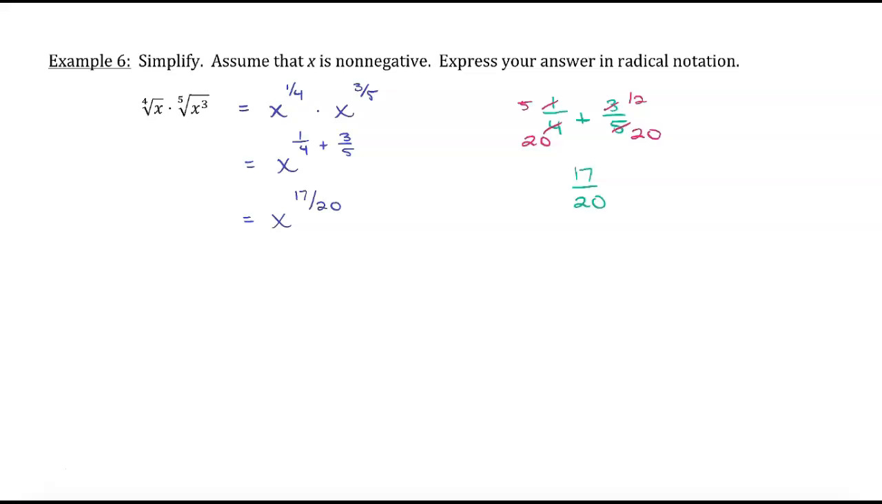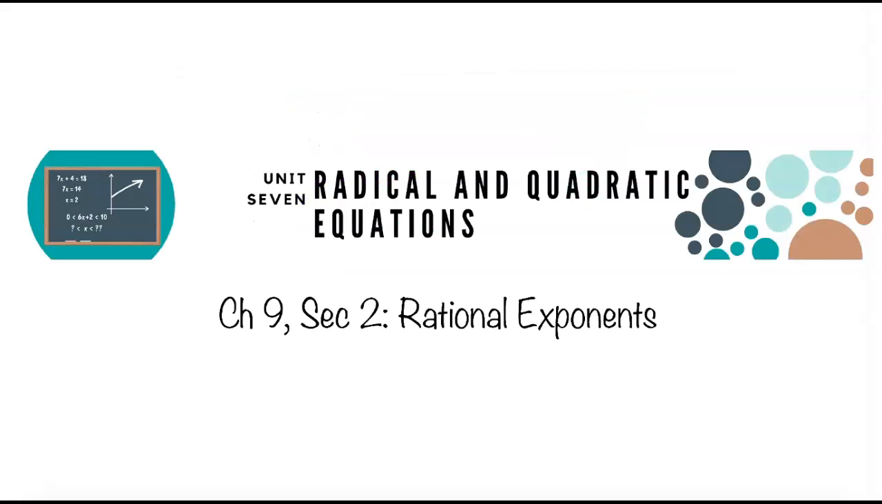To rewrite this back in radical notation, we need 20 as our root and 17 as our power. So we have the 20th root of x to the 17th. And that will conclude this lecture video on rational exponents.